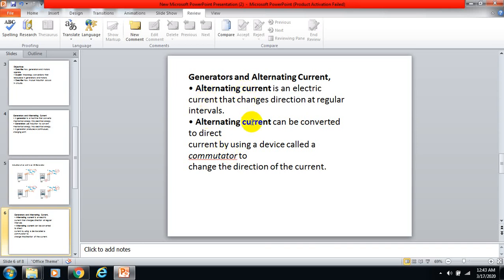Alternating current, AC current, is the flow of electrons. Understand? The flow of charge, the flow of electrons. These are spinning all the time. That's why it changes direction. So we call them what? Alternating currents. Understand?